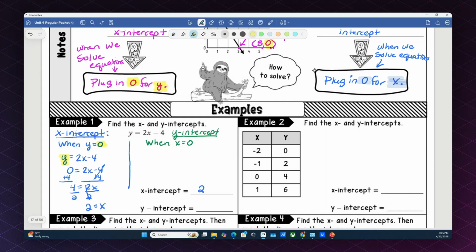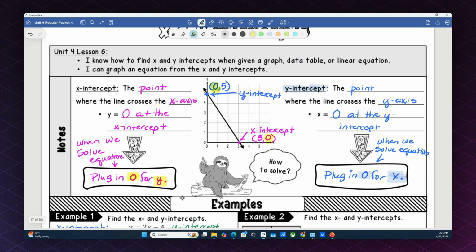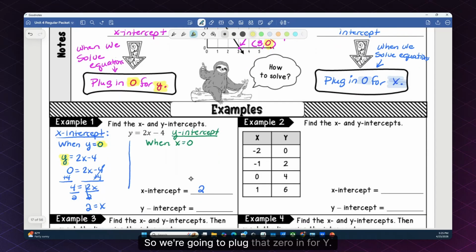So my y-intercept, this is when my x equals 0. All y-intercepts have an x of 0. We can see it here. So we're going to plug that 0 in for x. So let's go ahead and write this out.